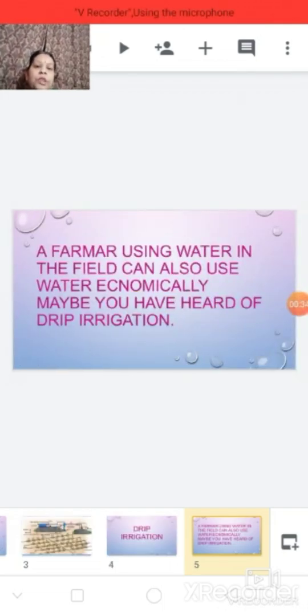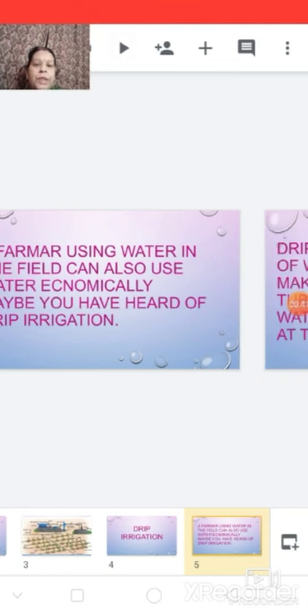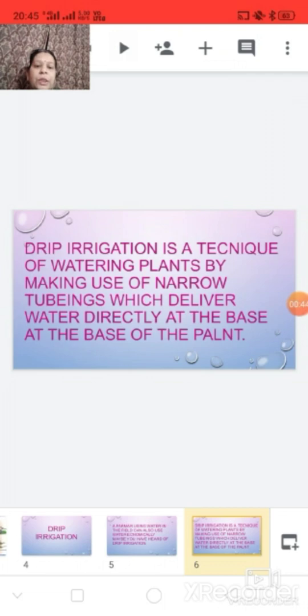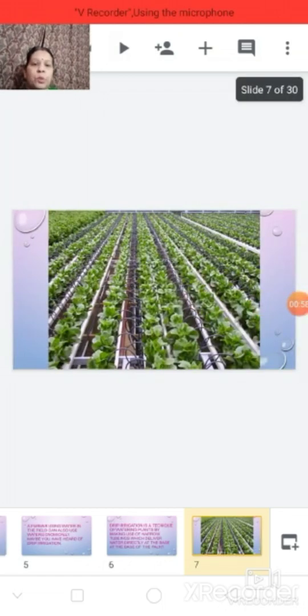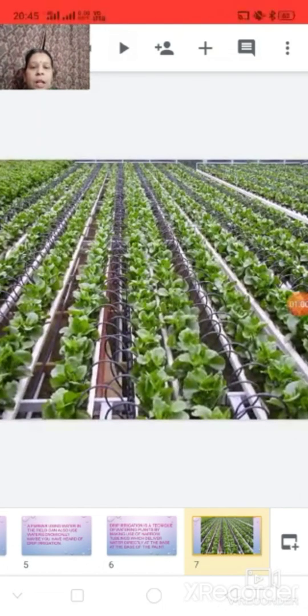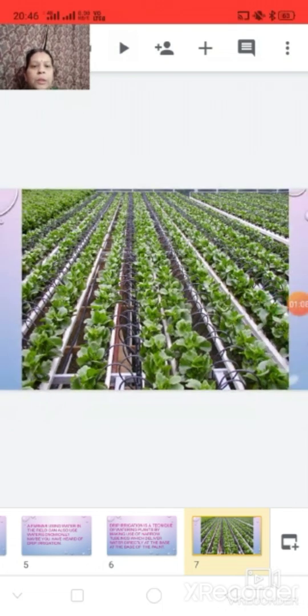A farmer who uses water in the field can also use water economically. Maybe you have heard of drip irrigation. Drip irrigation is a technique of watering the plants by making use of narrow tubing which delivers the water directly at the base of the plant. That means directly within the root. So here you can see how the arrangement of drip irrigation is done so that the water goes directly within the root.